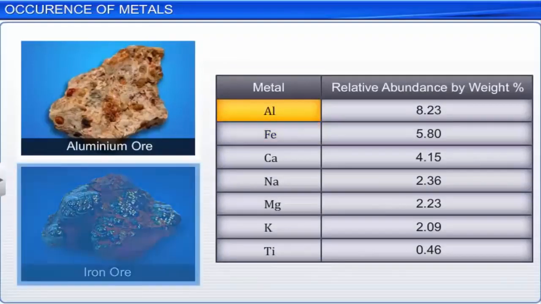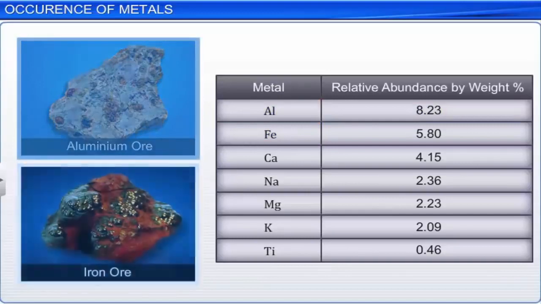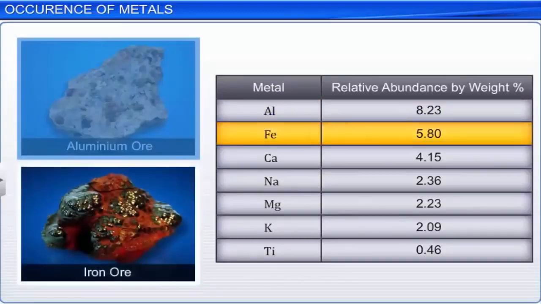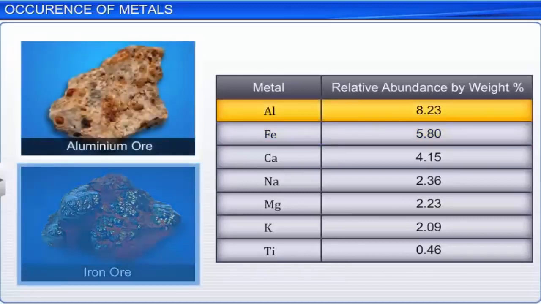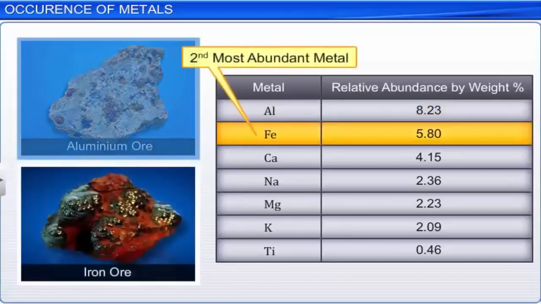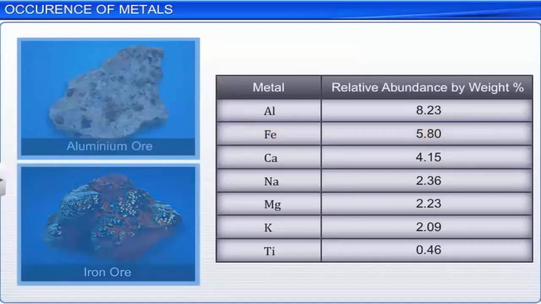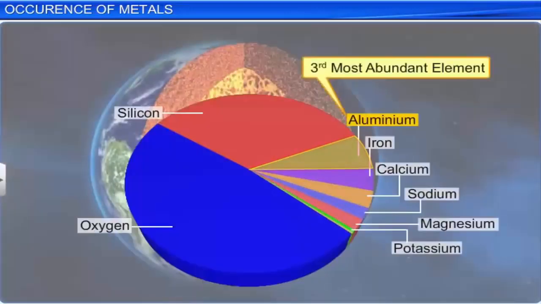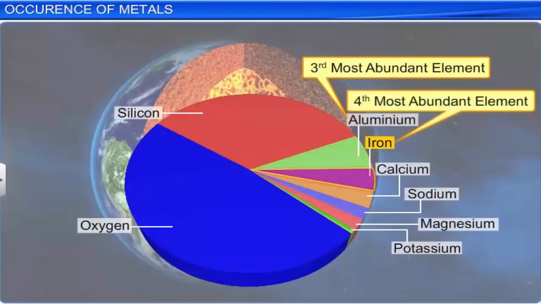Aluminium constitutes about 8%, while iron constitutes 5.8% by weight of the Earth's crust. Thus, aluminium is the most abundant metal and iron the second most abundant metal by weight in the Earth's crust. Also, aluminium is the third most abundant element and iron the fourth most abundant element by weight of the Earth's crust.